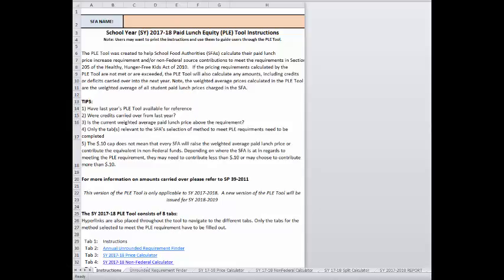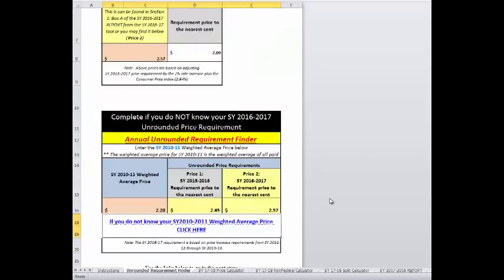We begin here on the Instructions tab, and I would encourage everyone to at least give a glance to the PLE instructions before they begin working on their PLE tools. After you've had a chance to take a look at the instructions, we're going to move on to the Unrounded Requirement Finder tab. On this tab, we can see that this sponsor's weighted average price requirement for the upcoming school year will be $2.69. We can also see that this sponsor's current weighted average price requirement is $2.57.